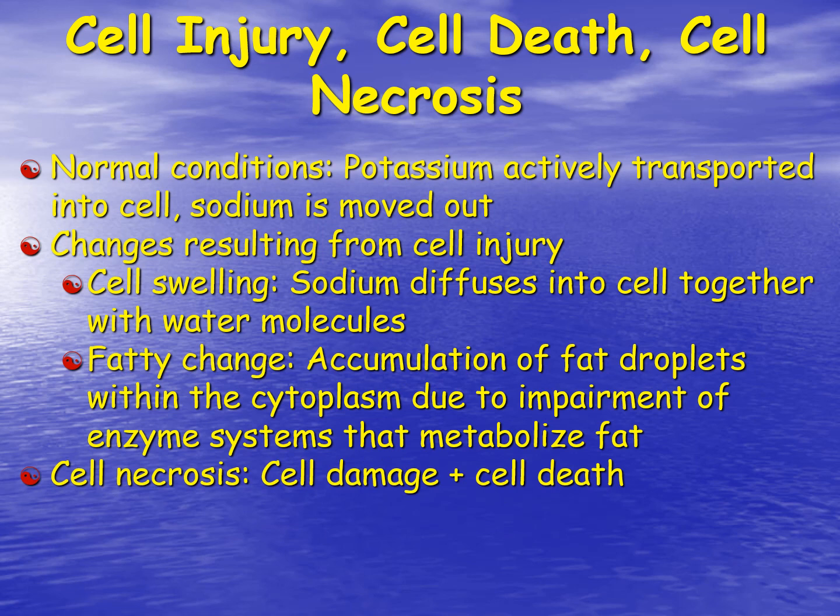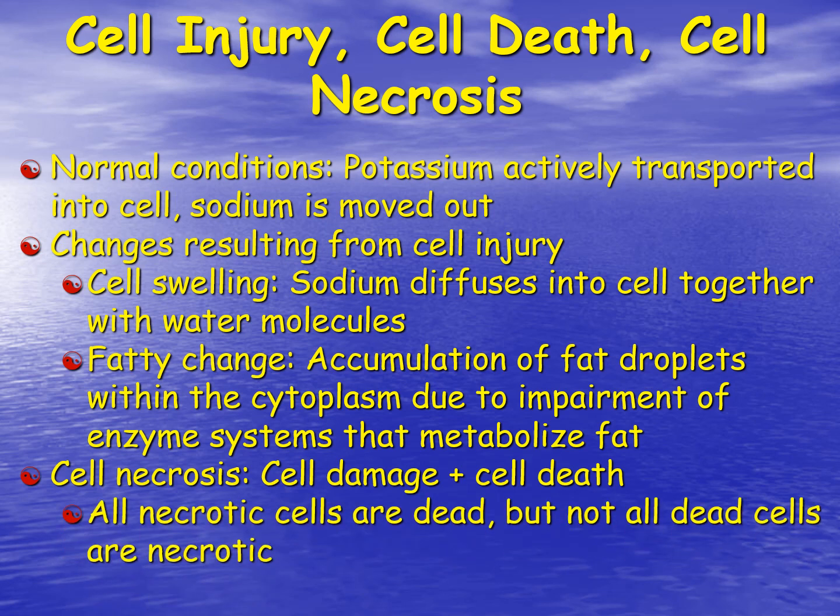Now, cell necrosis. Necrosis literally means death. It means that enough damage has occurred to the cell that we get something known as autolysis. Once the cell has crossed a minimal line of organization, the cell is going to undergo necrosis and it's going to die. All necrotic cells are dead, but not all dead cells actually died from necrosis.